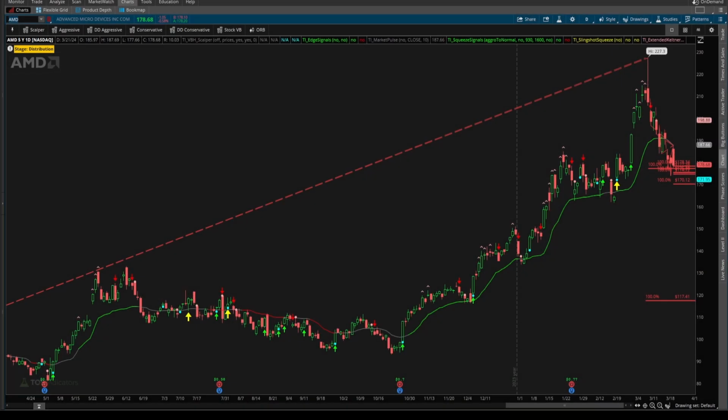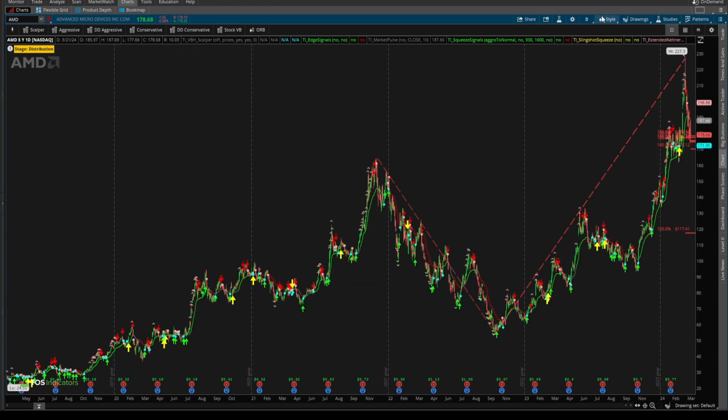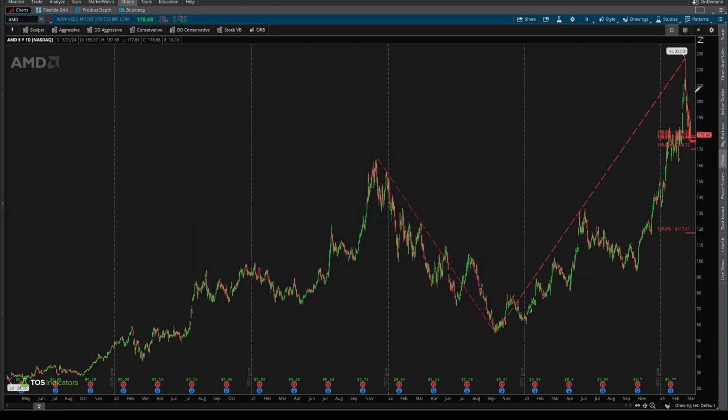In today's video, we're going to take a look at AMD in more detail. Now, AMD in this entire rally has had very few pullbacks. In fact, if we take a look at what price action has done recently, let me remove all of the indicators. This type of pullback is hard to find in terms of finding another similar pullback.